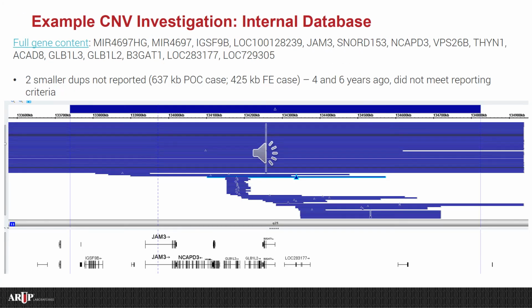So as I mentioned, we typically start by looking in our internal database, and here you can see that the duplicated region displayed at the top doesn't really overlap any dupes similar in size to the one that we're investigating, though a few encompassed by this region were not previously reported.